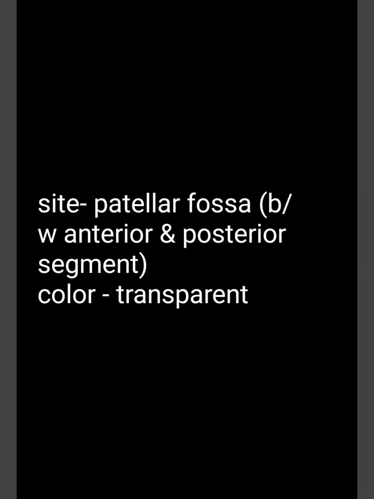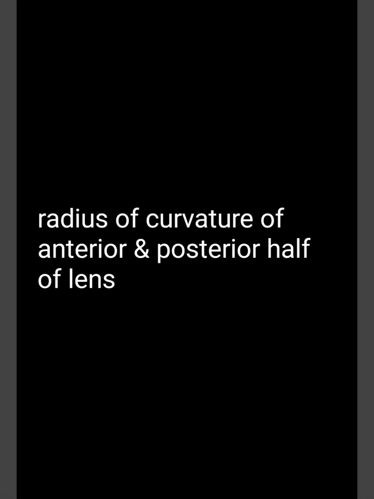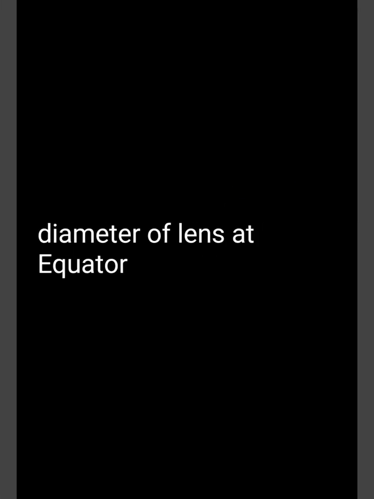Site and color of lens. Site: patellar fossa between the anterior and posterior segment. Color: transparent. Shape of lens: biconvex. Radius of curvature of the anterior and posterior half of lens: anterior 10 mm, flatter; posterior 6 mm.